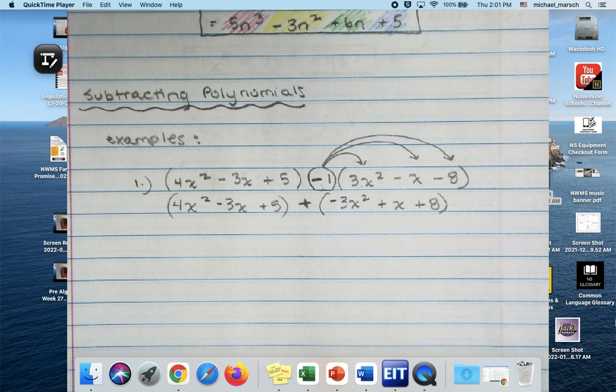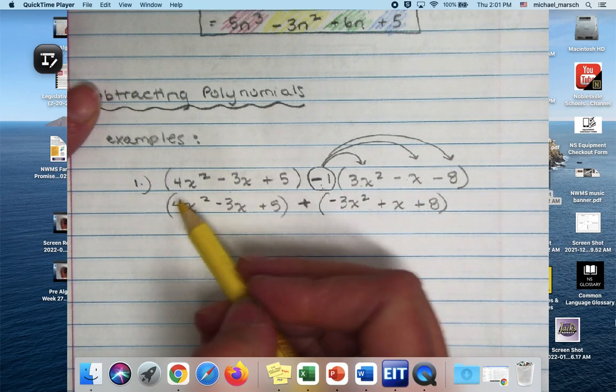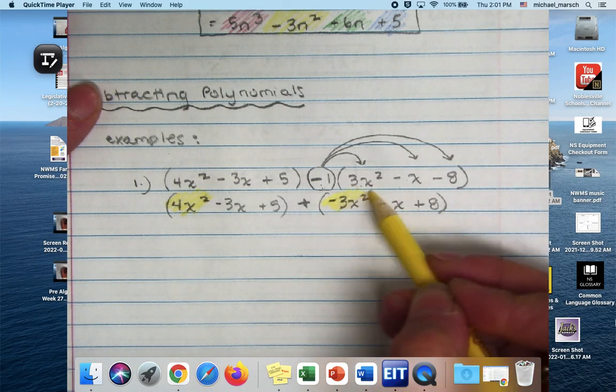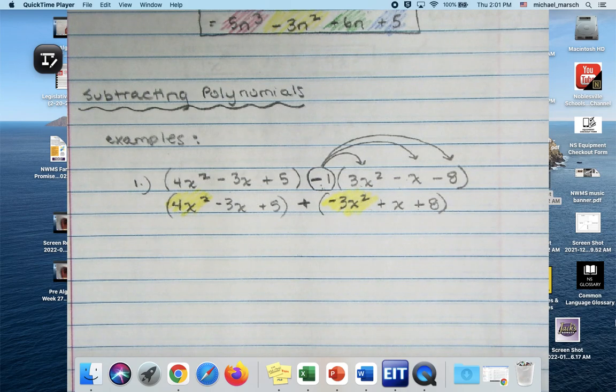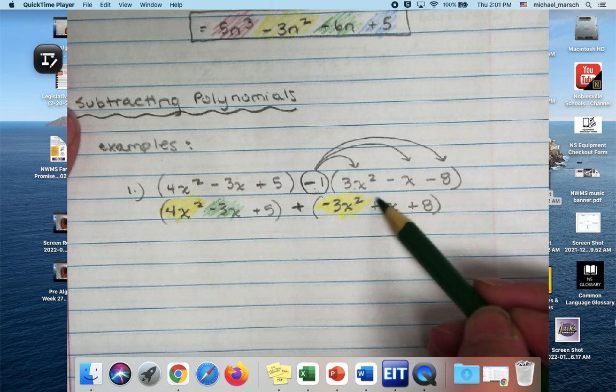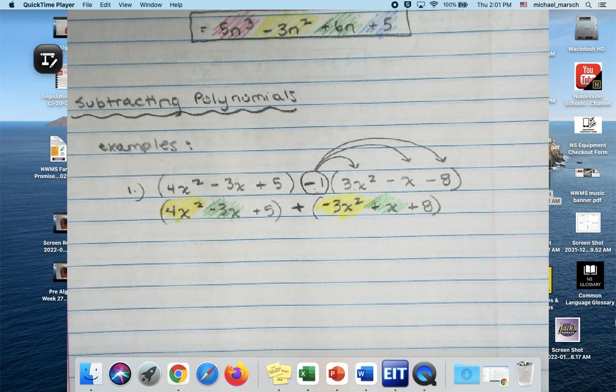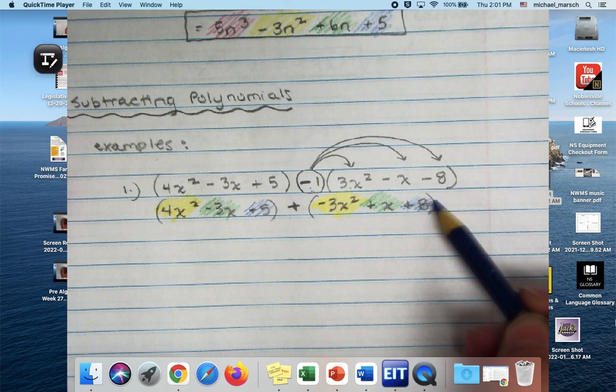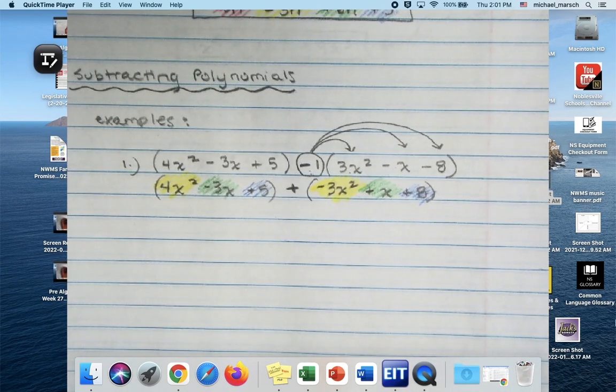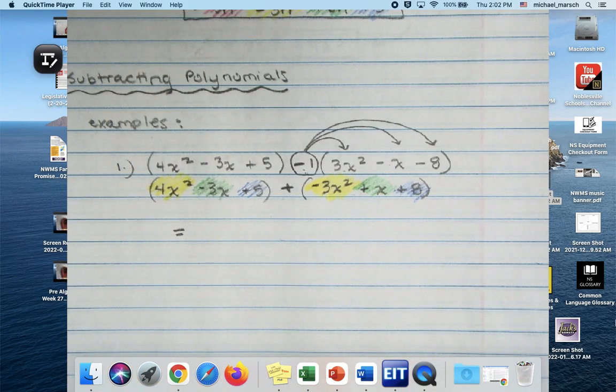Okay, so I'm going to do yellow for my x squared values because that's been consistent. I'm going to use green for my single x values. Oh, I've got 2 blues this time. What's my answer going to be?